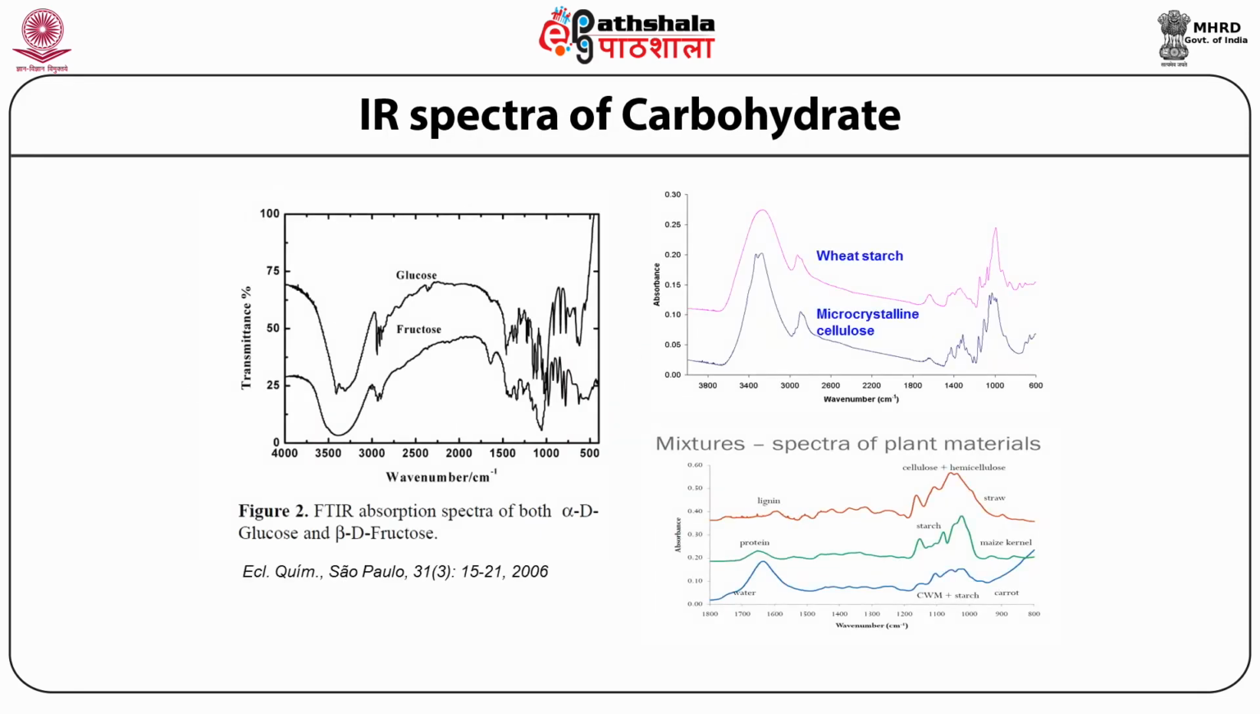Here we discuss the IR spectra of carbohydrates. You can see here the FTIR spectra of alpha-D-glucose and beta-D-glucose. Both look similar but have different peak intensities. Similarly, wheat starch and microcrystalline cellulose. And this is the IR spectra of a mixture of plant materials like lignin, protein, and all these things. You can see they have different characteristic IR spectra.